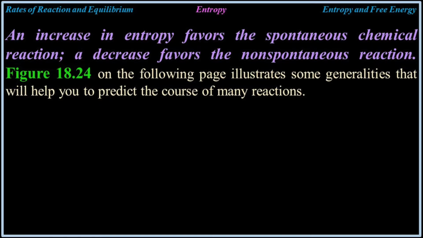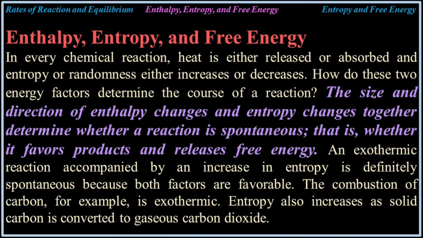Figure 18.24 on the following page illustrates some generalities that will help you to predict the course of many reactions. That we've already seen. That was about 3 or 4 slides ago. Enthalpy, entropy, and free energy. In every chemical reaction, heat is either released or absorbed, and entropy or randomness either increases or decreases. How do these two energy factors determine the course of a reaction?